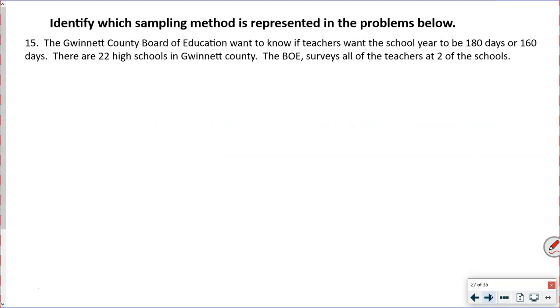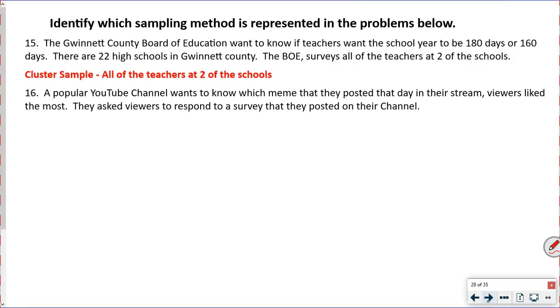So now we're going to identify which sampling method is represented in the problems below. So the Gwinnett County Board of Education wants to know if teachers want the school year to begin to be 180 or 160 days. So there are 22 high schools in Gwinnett County. The Board of Education surveys all of the teachers at 2 of the schools. So we're talking about all the teachers at 2 of the schools. So what do y'all think? Yep, this is a cluster sample because it's all of the teachers at 2 of the schools, okay?